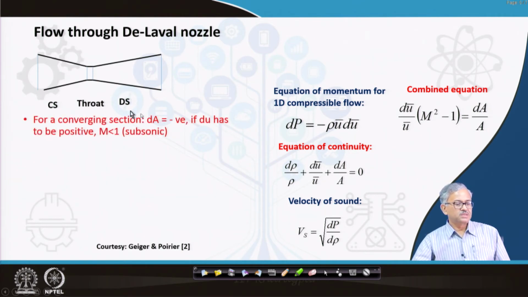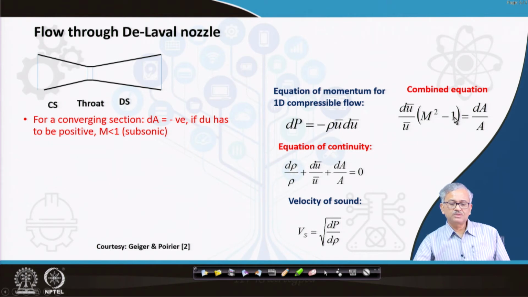So now let us consider this section. First, consider a converging section, where dA is negative. Why? Because A is high here and A is less there, so A2 minus A1 is negative; obviously in a converging section dA is negative. Now, if you want to accelerate the gas, then du has to be positive, because u2 minus u1 should be positive. So if you want to make du positive while dA is negative, obviously M square minus 1 has to be negative.